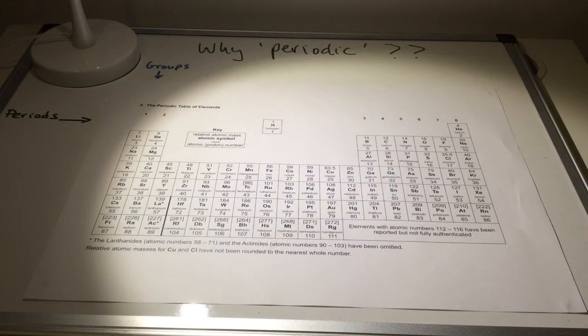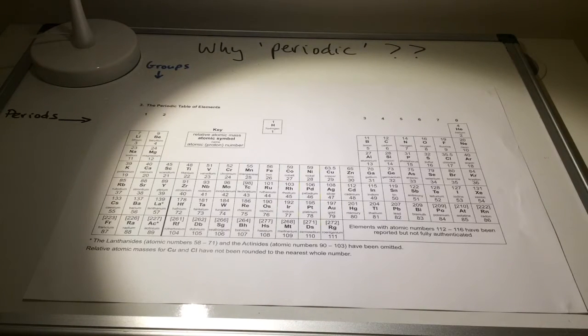So in the next little section we'll look at why it's called a periodic table of elements and not just a table of elements. So to help us answer that, we need to know what the word periodic actually means. Its meaning is repeating at regular intervals. So in terms of the elements, what is it that repeats at regular intervals?